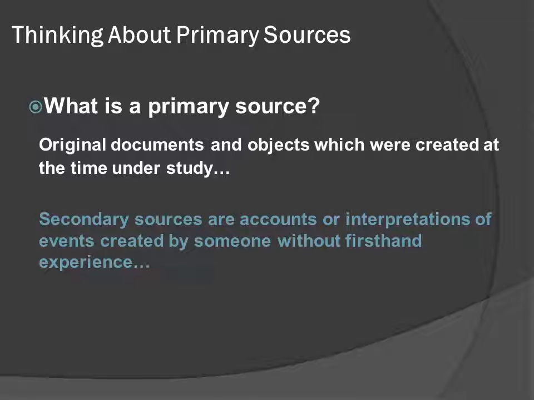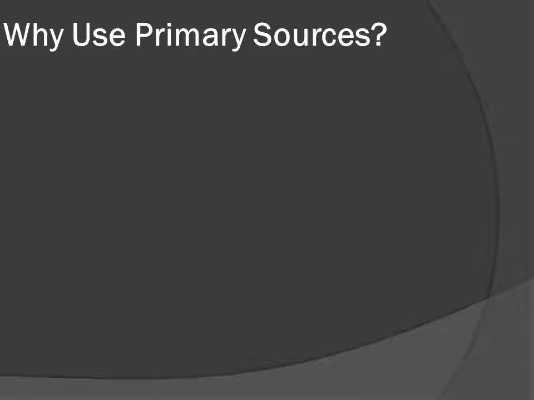So for example, your textbook, even though you probably get most of the information from your textbook, is a secondary source. It's an interpretation of what others have said using first-hand information. In other words, the authors were not there at the time of these particular events. And that's the difference between primary and secondary. Primary was there, secondary is an interpretation of someone who was there.